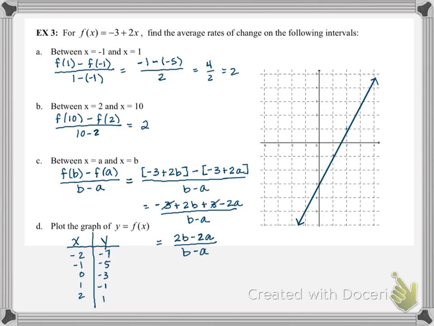We haven't talked a lot about factoring yet, but if you look at the numerator, notice that the two terms both have a factor of 2. It's 2 times b minus 2 times a. And so we can think of this as doing the distributive property backwards. So this is the same as 2 times b minus a.